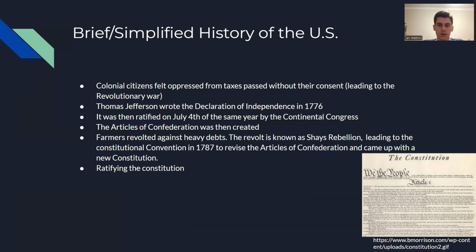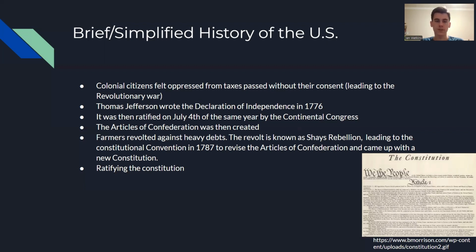And then in 1776, the Declaration of Independence was written by Thomas Jefferson. It was then ratified on July 4th of 1776 by the Continental Congress. You then had the creation of the Articles of Confederation. And then in 1786, you had Shays' Rebellion, which was farmers revolting against heavy debts, because they were in very, very heavy debts.